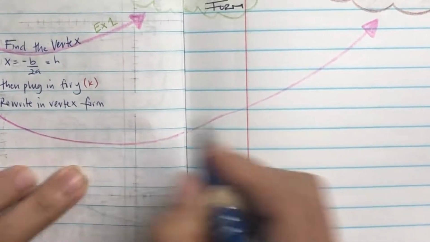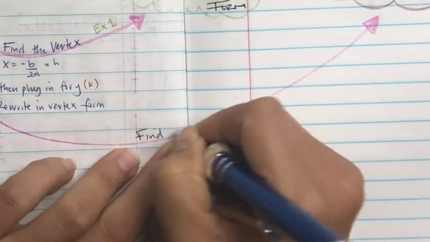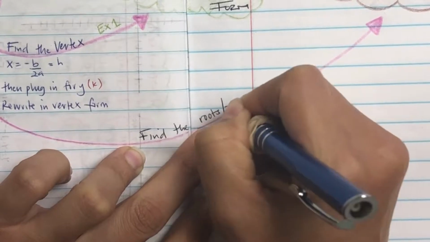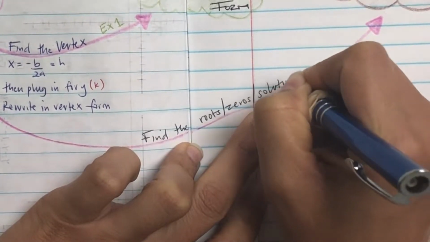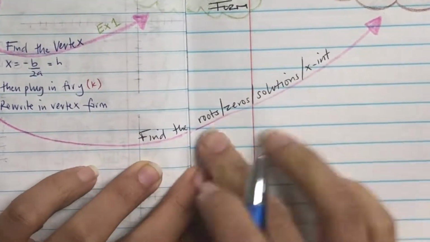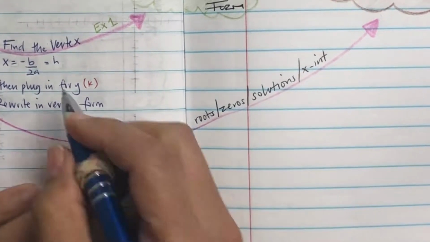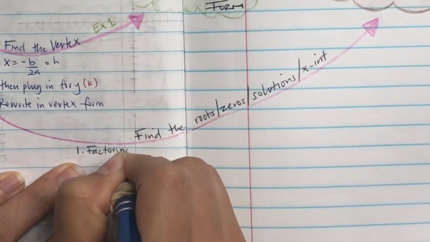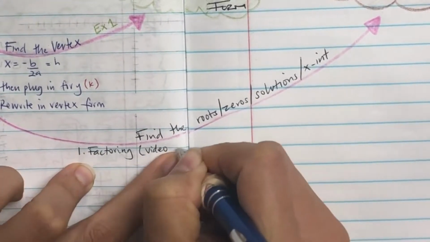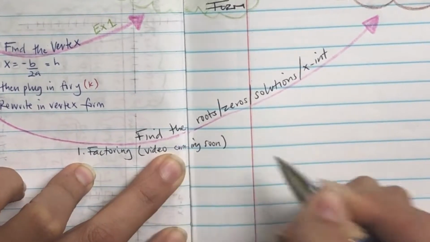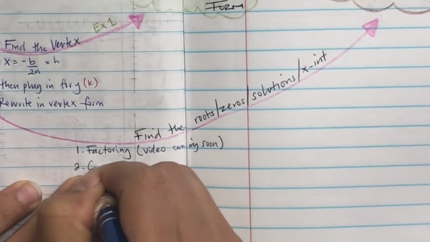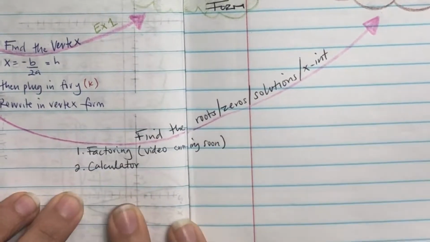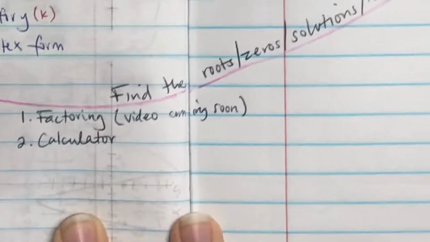Alright, so how do I get from standard form to intercept form? Well, all it is, you have to find the roots, which is also known as zeros, which is also known as solutions, which is also known as x-intercepts. So 4 different ways of saying the same thing. So you have to know all these words because they can ask you any of those words. So first way is to factor. But we haven't done that yet, so there's a video coming soon on how to do that. So what I'm going to show you today is just how to plug it into your calculator.